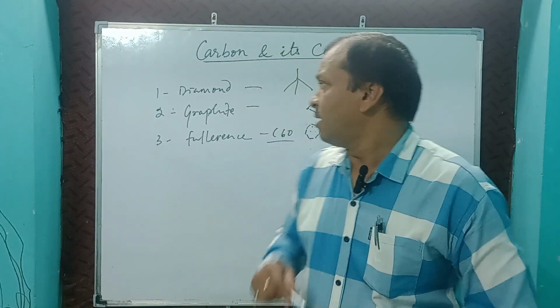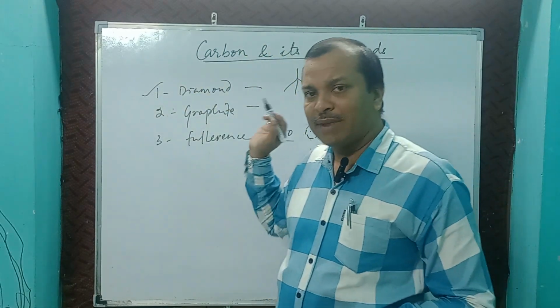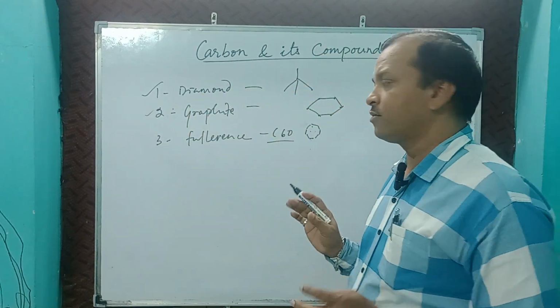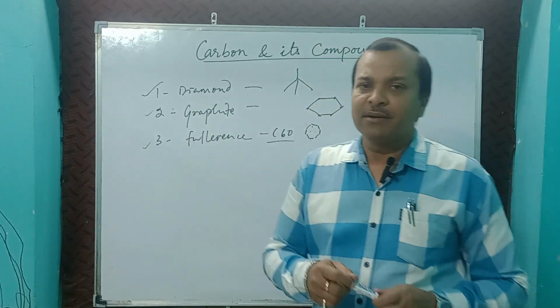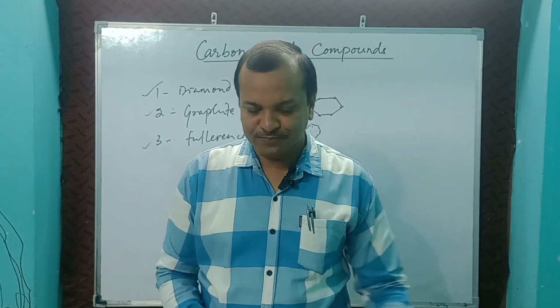Diamond, as we discussed, is the hardest substance and a bad conductor of electricity. Graphite is a good conductor of electricity, but it is a soft one. And fullerene is dark black, and it is solid at room temperature.